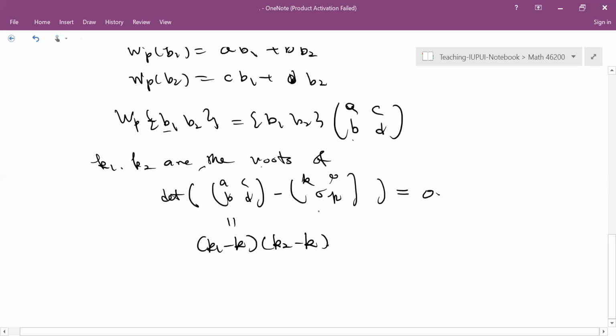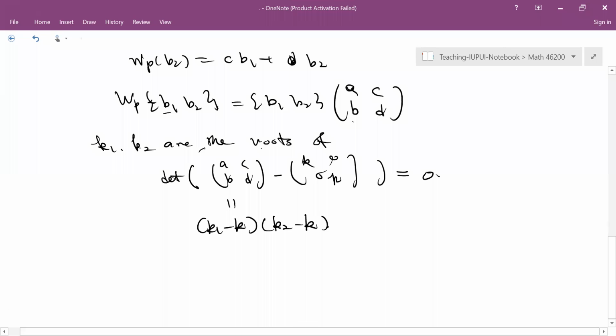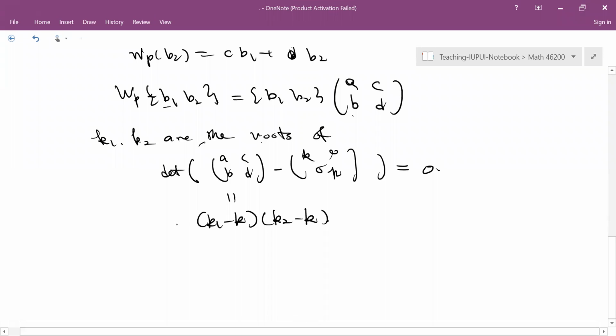This is because when you choose another basis, the new matrix will be similar to the original matrix. That's why the characteristic polynomial will be the same. So that's linear algebra, and we're not going to spend too much time on it here. So this is another way you can calculate K1, K2.